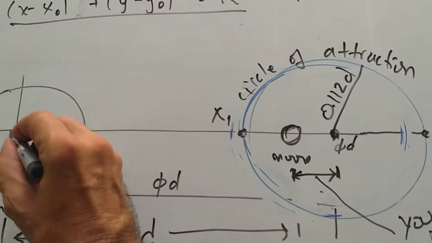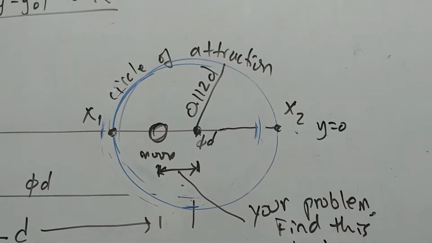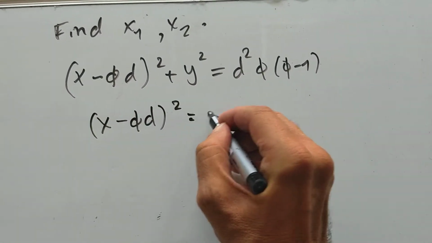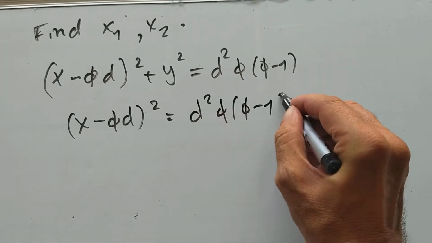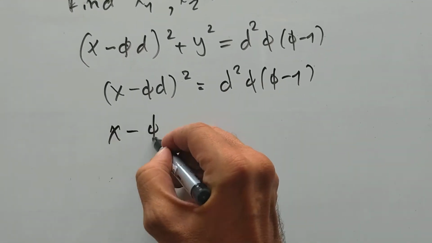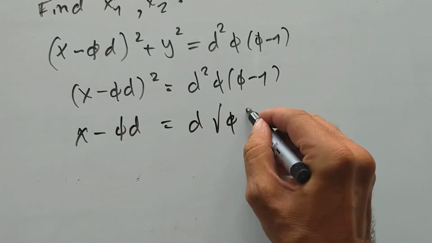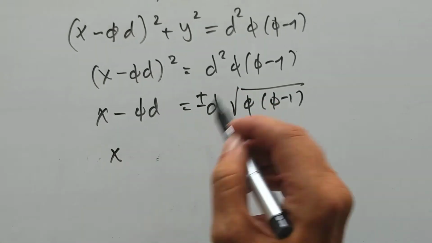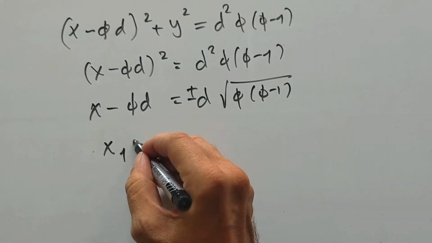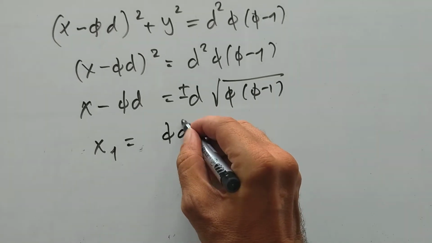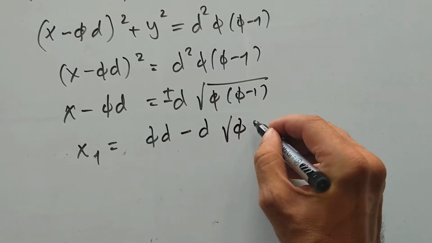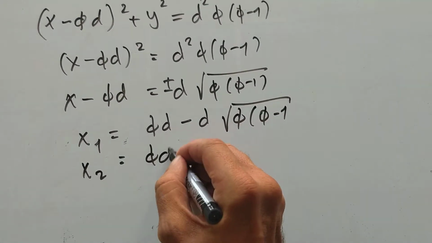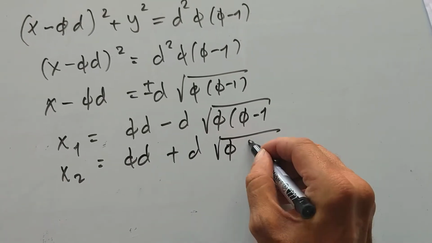Now, on this line, y equals 0, right? So let's put y as 0 in here. I have x minus phi d squared is d squared times phi minus 1. Take the root of both sides. X minus phi d is d square root phi minus 1. And now I have x1. Well, this is two values, plus or minus d. So I have x1, the smaller one, phi d minus d root phi minus 1. And x2, phi d plus d root phi minus 1.